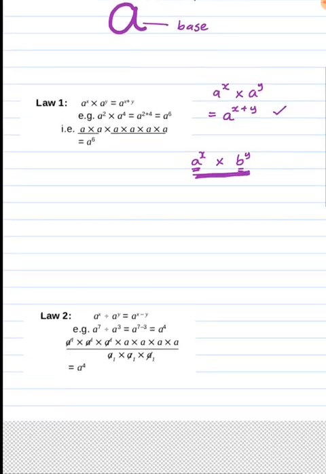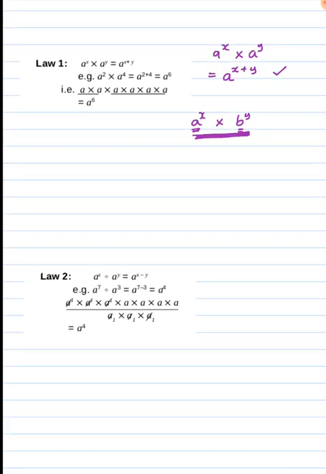Let's also consider another example under law 1, with numbers. Let's say we have 10 to the power of 3 multiplied by 10 to the power of 7. Since the bases are the same, we can apply the first law of indices. So we have 10 to the power of 3 plus 7, that becomes 10 to the power of 10. That's how we apply the first law of indices.